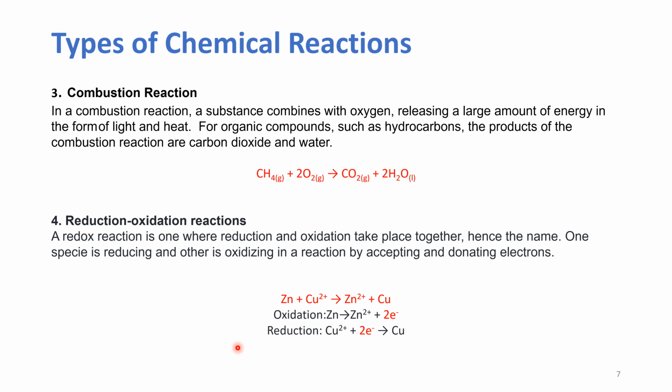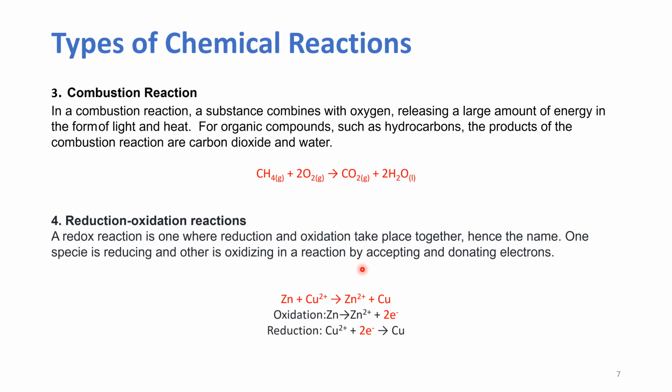Now, the fourth one is the reduction oxidation reaction. A redox reaction is one where reduction and oxidation take place altogether, hence the name. One species is reducing and the other is oxidizing in a reaction by accepting and donating electrons. There are a number of definitions of reduction and oxidation, and you should know that this is not limited only to the acceptance of the electron.